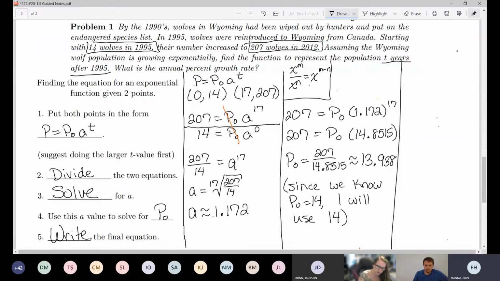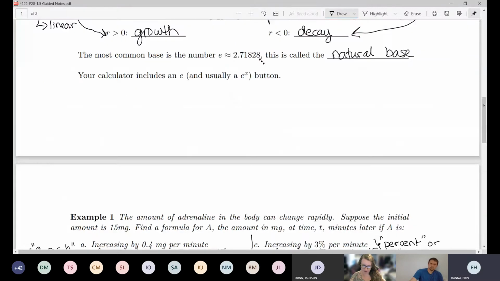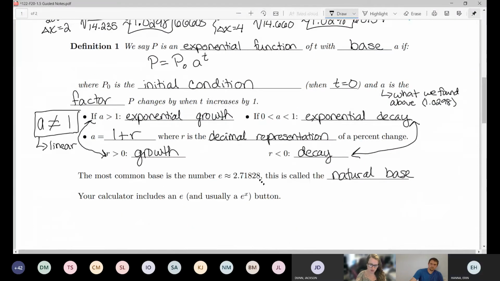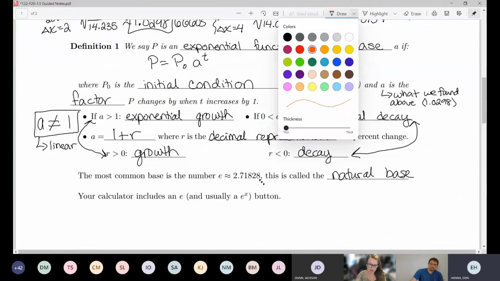Last step is to just make sure you actually write the equation. So since we wanted it in this format, we have 14, 1.172 to the t. I'm going to scroll back up. I'm going to scroll back down in just a second, so don't forget. Oh, too far. And I wish this would highlight, but it's not, so I'm just going to circle it in red.